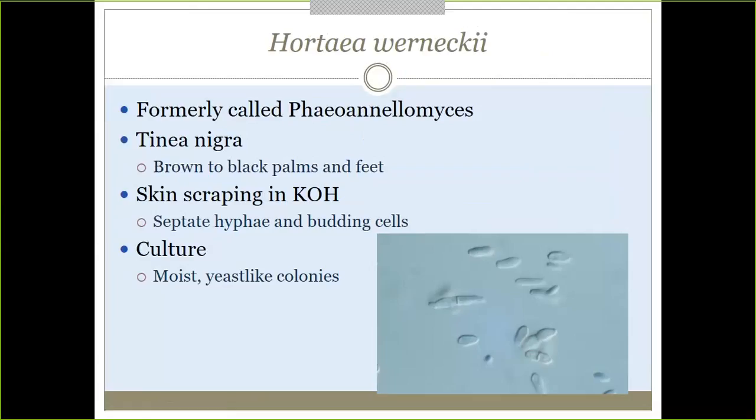Hortaea werneckii causes tinea nigra, which is a brown to black look to the palms and feet. And you're not going to have to identify this. You just have to remember Hortaea werneckii as causing tinea nigra.